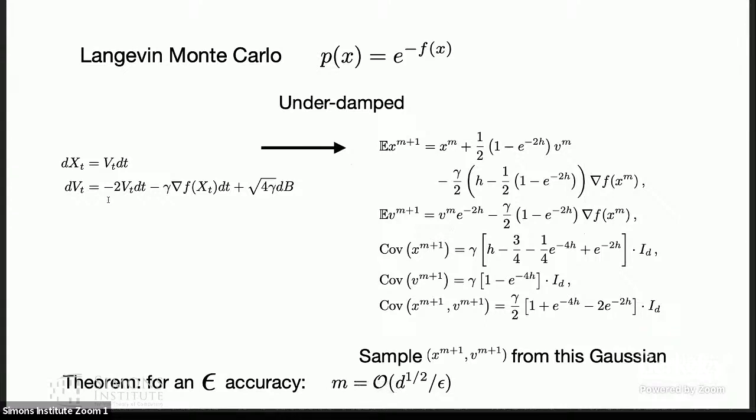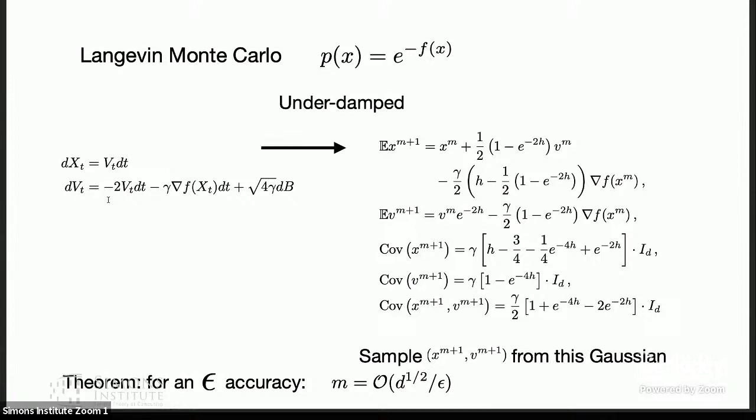So on top of this underdamped Langevin dynamics, we have the underdamped Langevin Monte Carlo method. Conditioned on the previous iteration solution xm and vm, you march forward for xm plus 1, vm plus 1. Then the new iteration solution is a Gaussian random variable with explicitly computable mean and explicitly computable covariance matrix. So you draw your sample from this Gaussian.